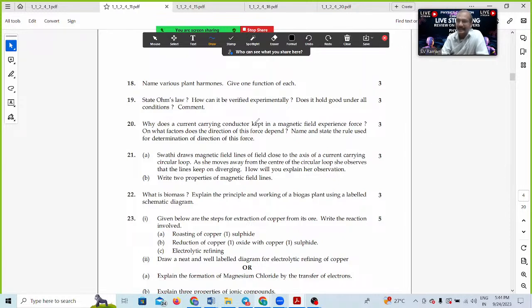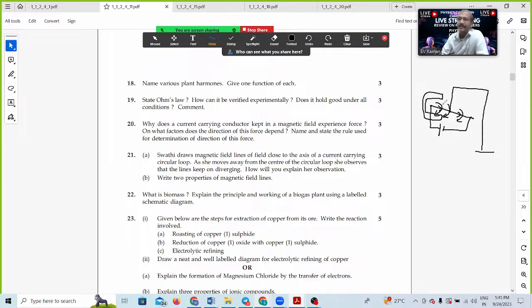Why does a current carrying conductor kept in a magnetic field experience a force? Now the force concept we studied: there is a current carrying conductor we suspended freely from a retort stand. When we connected this battery, current will flow. Once current flows through the conducting wire, a magnetic field will be produced. Now apply the Maxwell's right hand thumb rule. The thumb finger we place along the current direction. The remaining 4 fingers will give the magnetic field direction. Now we have placed a horseshoe magnet. Once you place the horseshoe magnet, what happens? Automatically magnetic interaction will start. So it will oscillate.